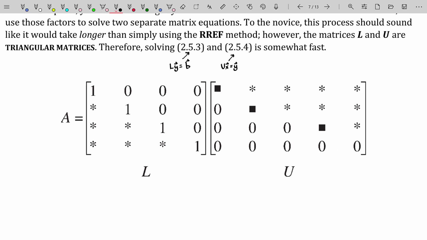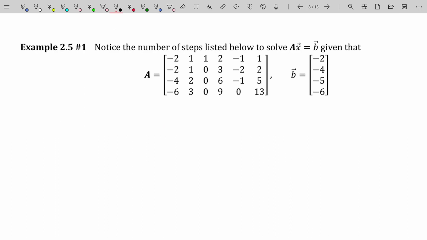Now, I did say that I'm not actually going to showcase the LU factorization method. However, I want us to take some time to talk about the number of steps to solve AX equals B versus the number of steps to solve LUX equals B. So here's the matrix A we're going to deal with, pretty sizable, right? And that vector B is our vector we're going to deal with. Again, somewhat of a large system.